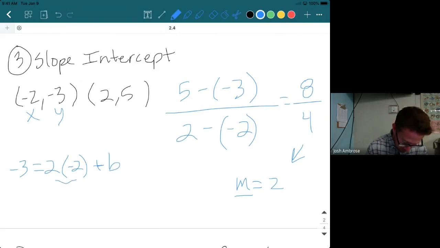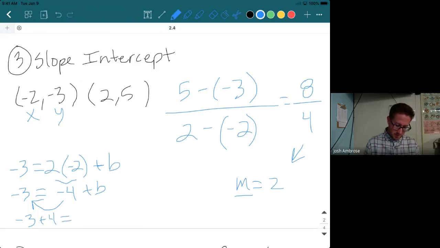So this right here gives us negative 4 plus b equals a negative 3. You're going to move that over, negative 3. When you move it over, that's going to be plus 4. What does that equal? 1. So what is b? b is 1.